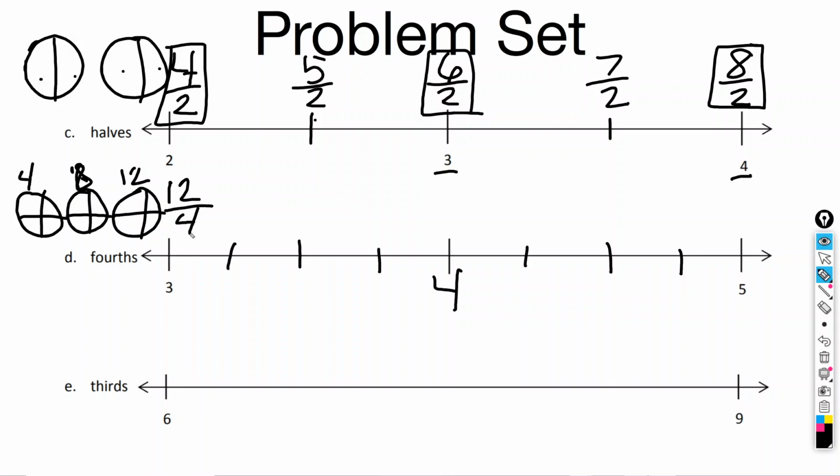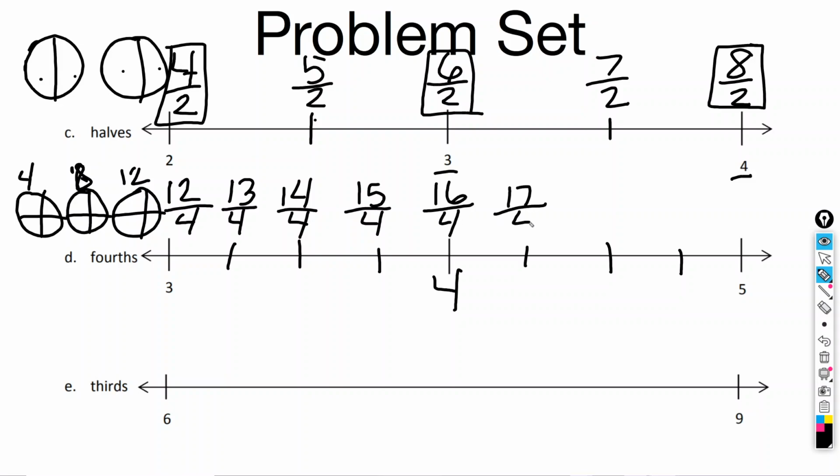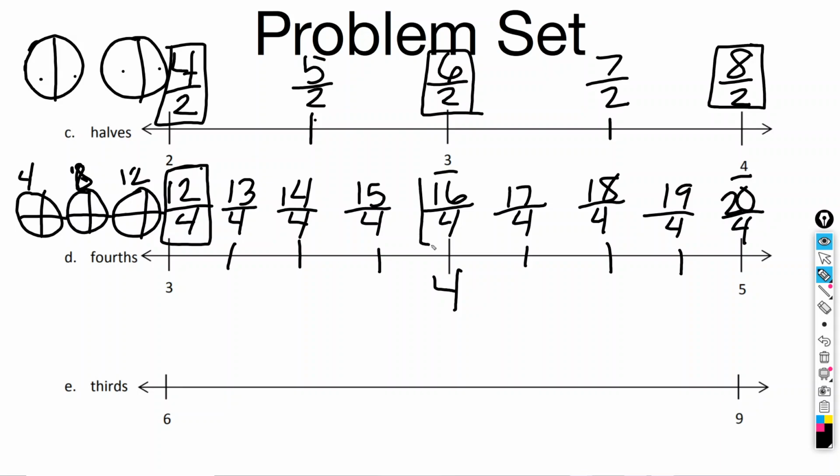And then I can just keep counting. 13 fourths, 14 fourths, 15 fourths, 16 fourths, 17 fourths, 18 fourths, 19 fourths, 20 fourths. And remember, it wants us to put a box around all of the fractions that represent a whole number. So we're going to do that for 3 wholes, 4 wholes, and 5 wholes.